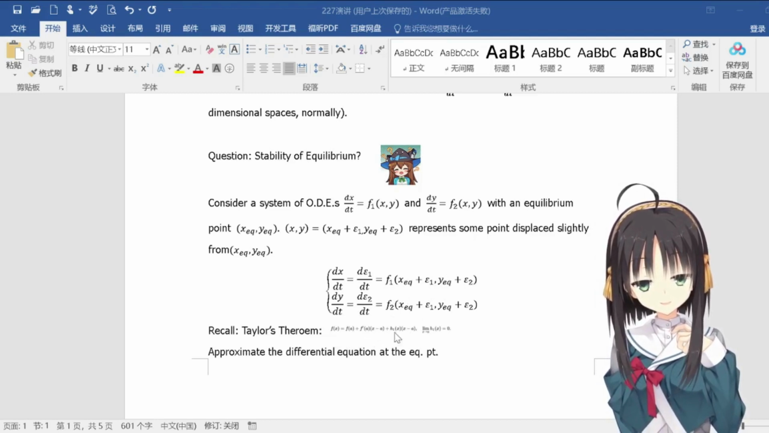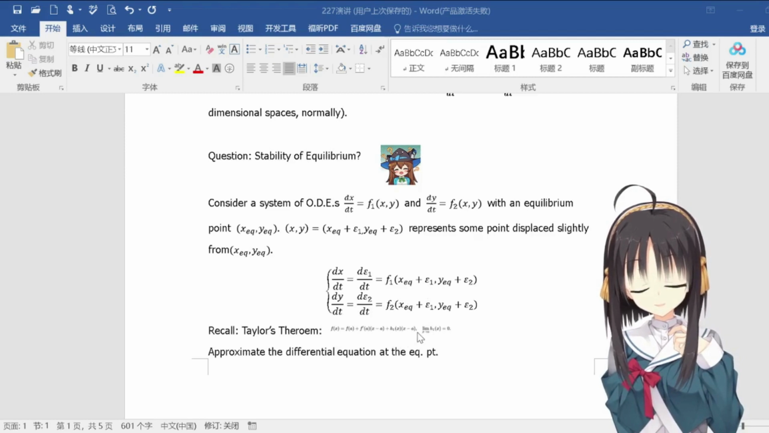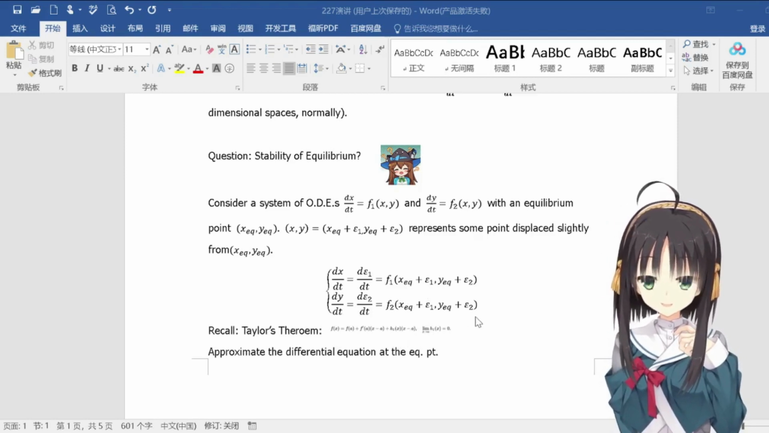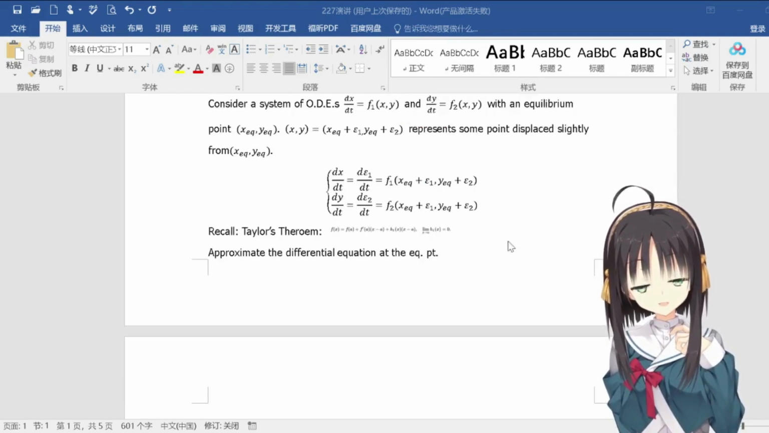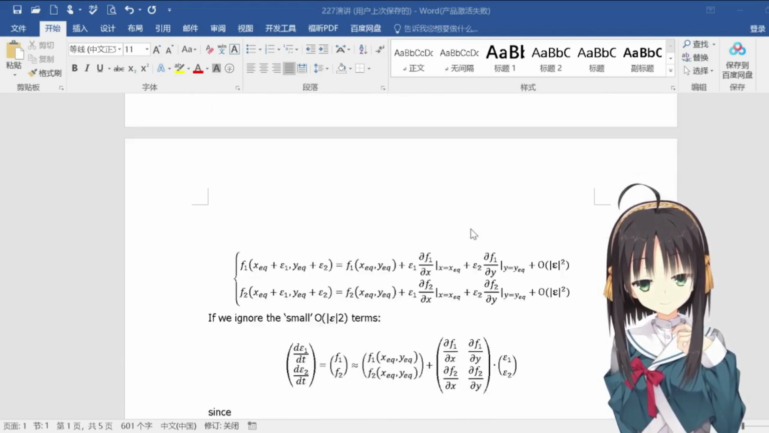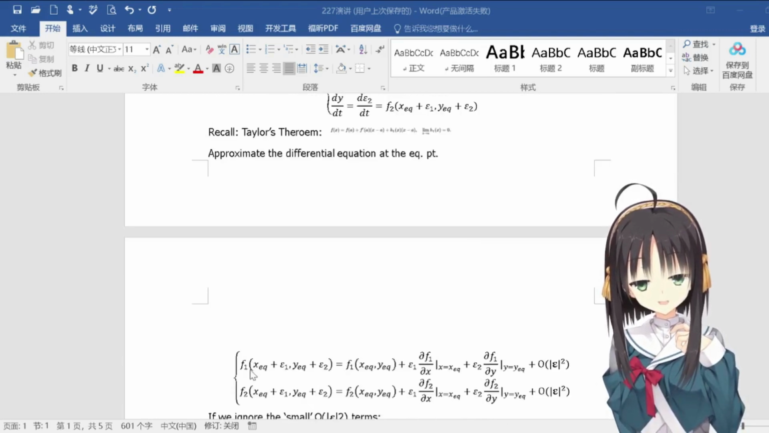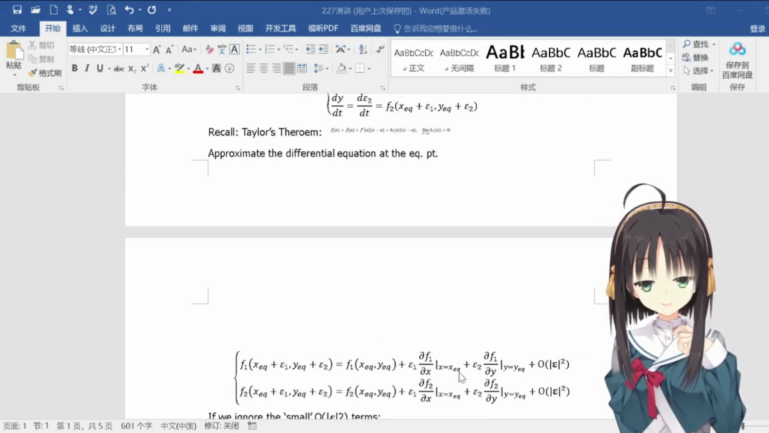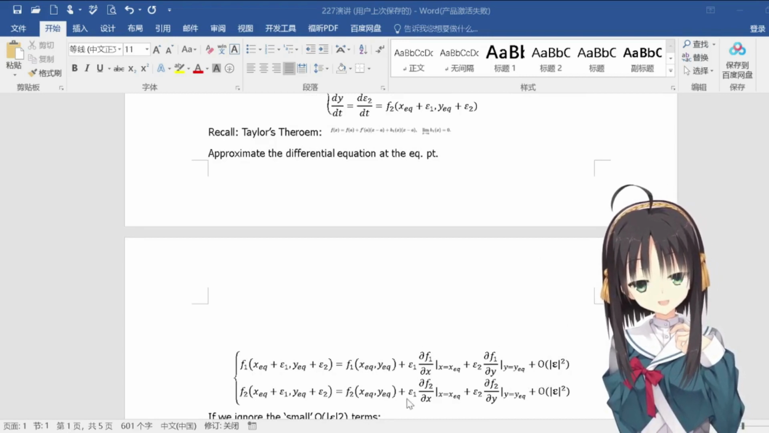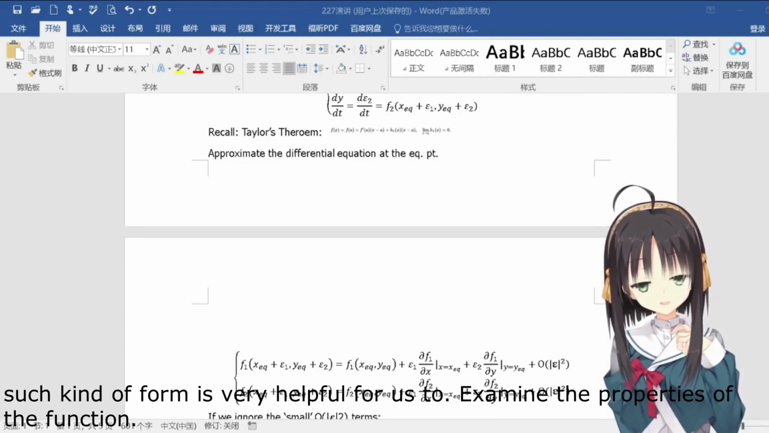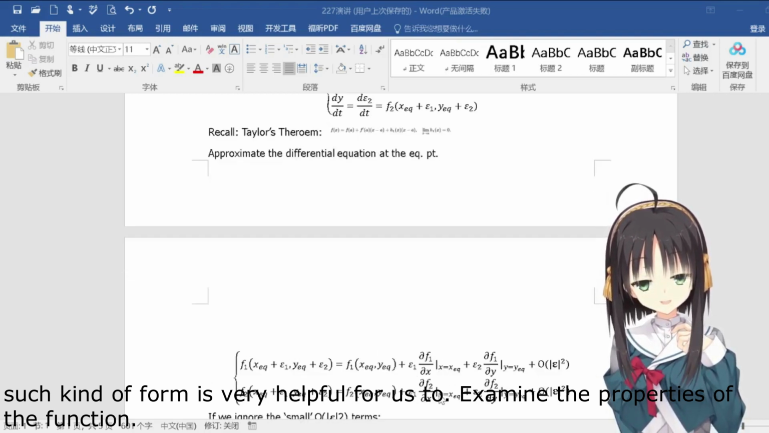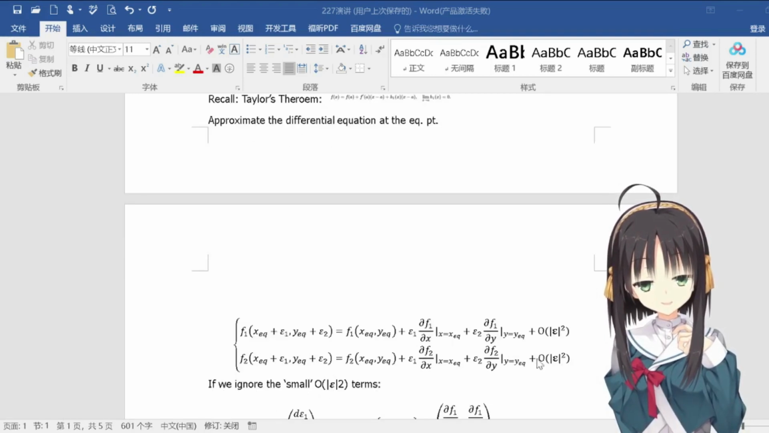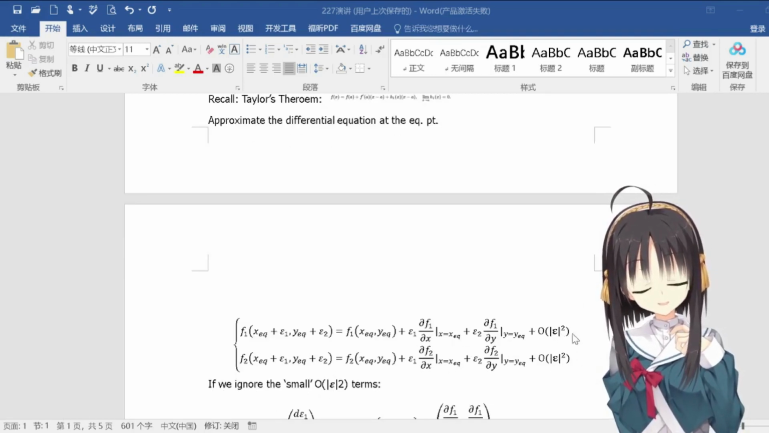And here, this is the second order infinitesimal term. And here I will give the approximation equations below. See, f1 equals this function, and f2 equals this function. Such a form is very helpful for us to examine the properties of the function. And here we will ignore the small terms. We can treat them as 0.